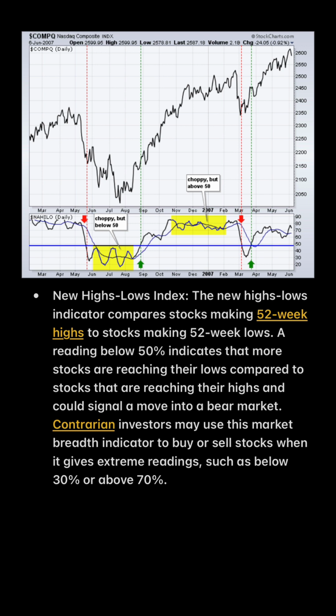The New High-Low indicator compares stocks making 52-week highs to stocks making 52-week lows, and a reading below 50 indicates that more stocks are reaching their lows compared to stocks that are reaching new highs and could signal a move into a bear market. Contrarian investors may use the market breadth indicator to buy and sell stocks when it gives extreme readings such as below 30% or above 70%, similar to the RSI.